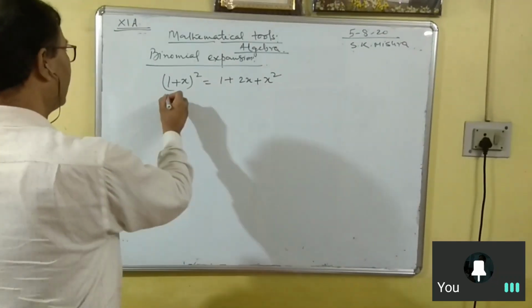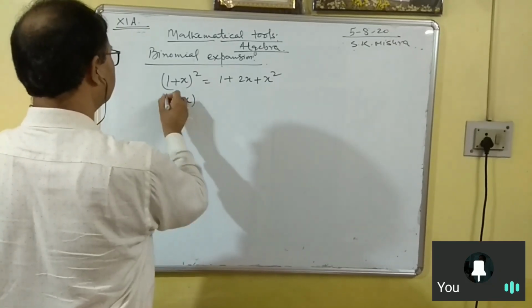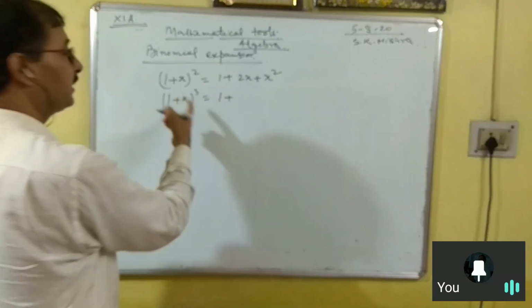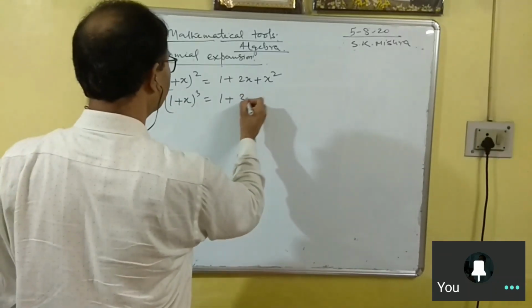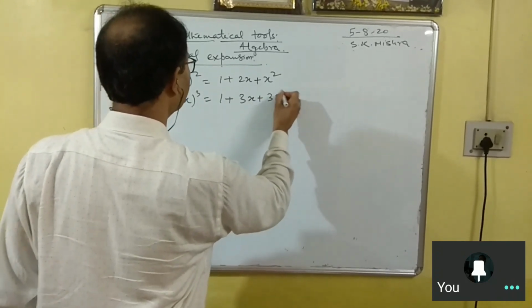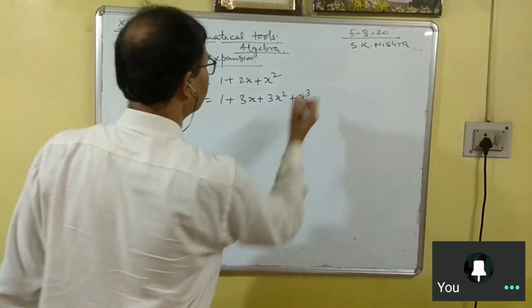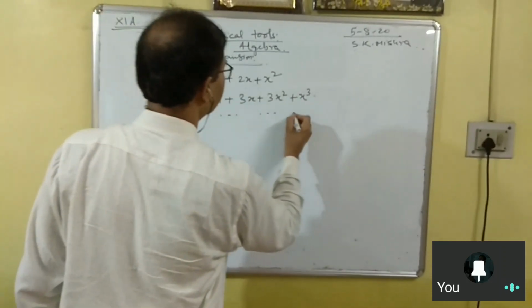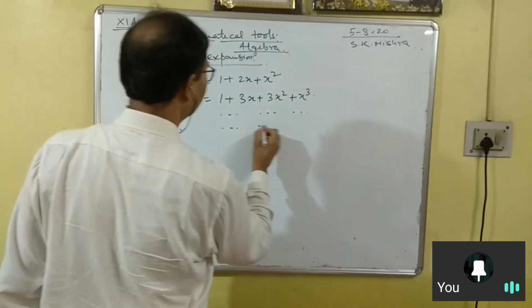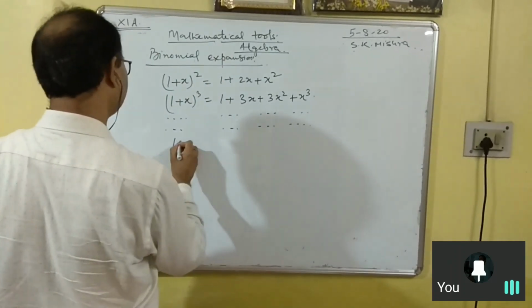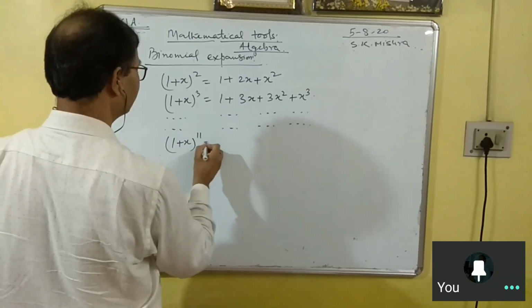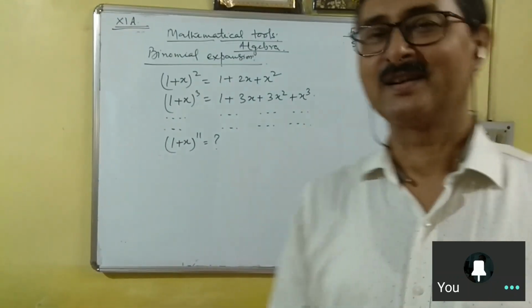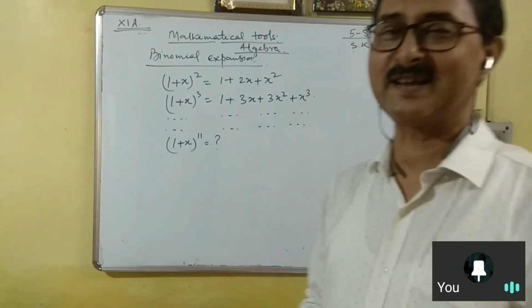If I ask you what is (1 plus x) raised to 3, your answer will be a cube plus 3a square b plus 3ab square plus b cube. In a similar way, proceeding in this manner, if I ask you what is (1 plus x) raised to 11, then you will be astonished. Sir, it is very difficult to write (1 plus x) raised to 11.